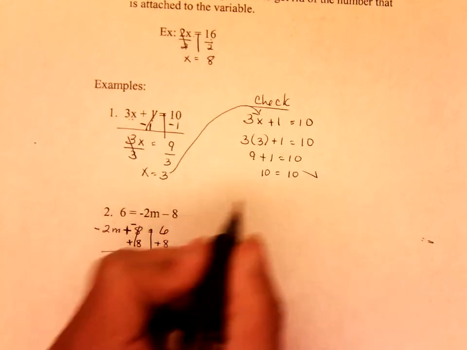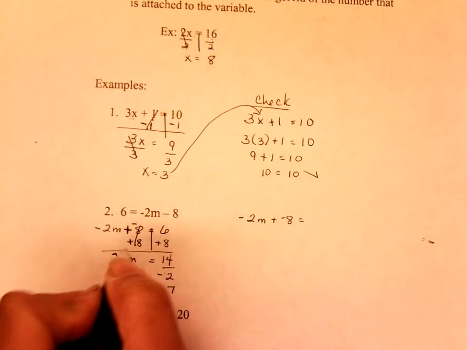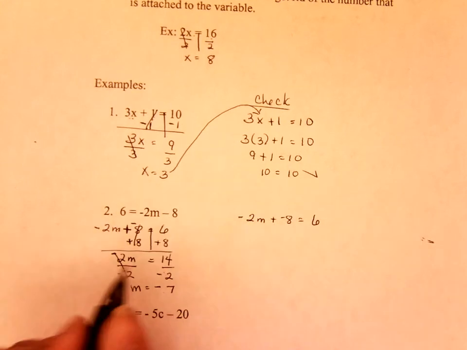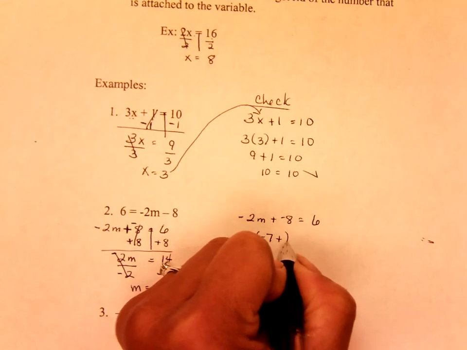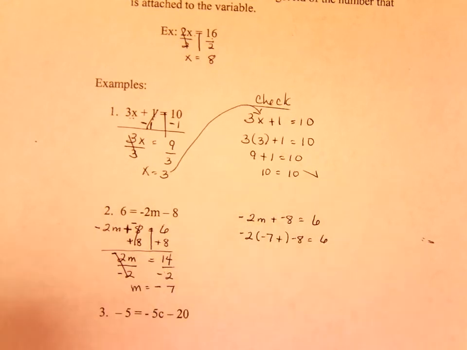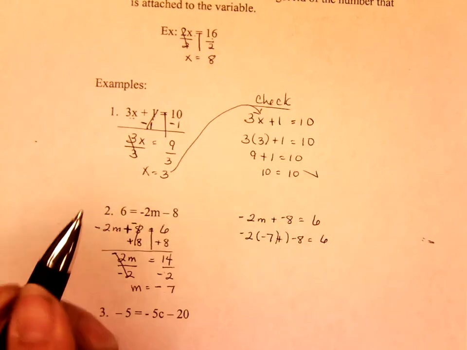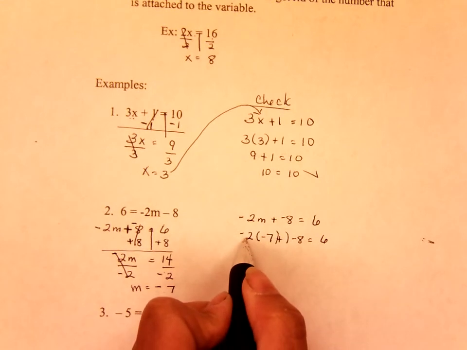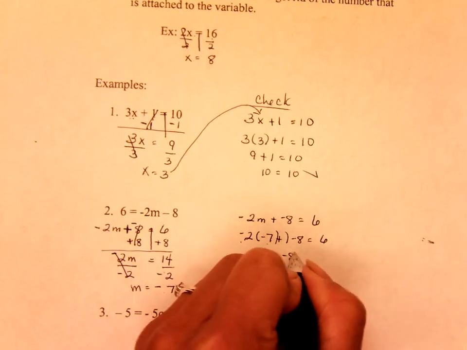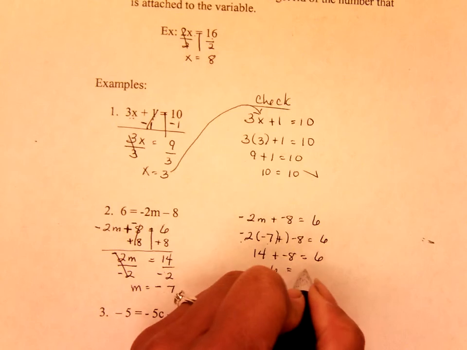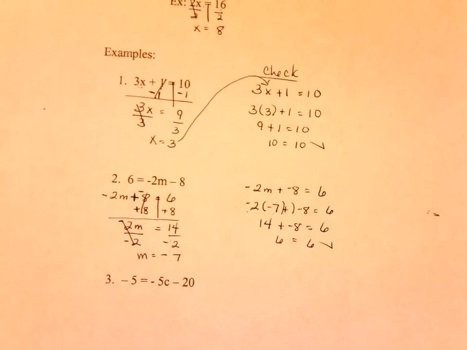Okay, and your check, you're going to write the original problem, negative 2m plus negative 8 is equal to 6. Replace your m with negative 7, so negative 2 times negative 7 plus negative 8 is equal to 6. Okay, when you have two negatives, you win, so this would be 14 plus negative 8 is equal to 6. And 6 is equal to 6, and that checks out. All right, try number 3 on your own. When you're ready, go ahead and push play.